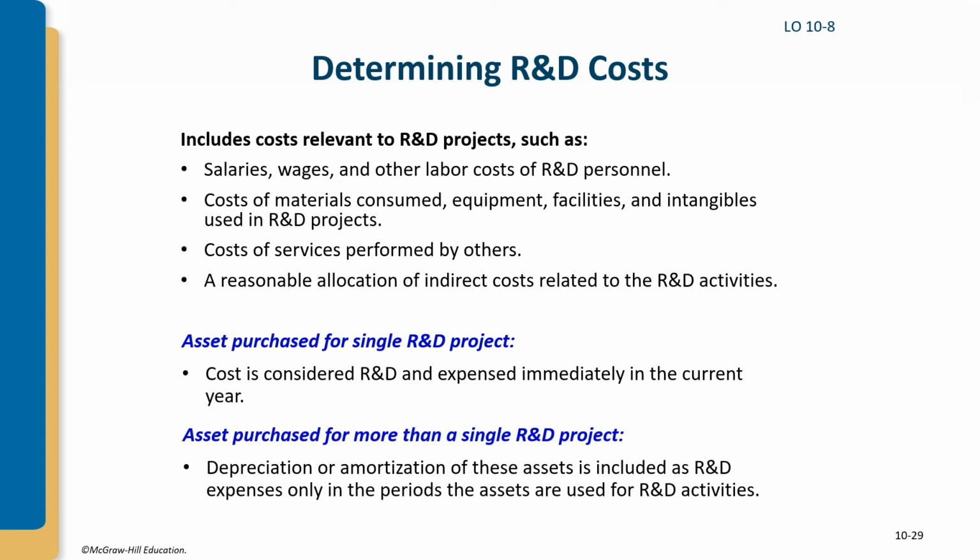So there's different costs involved with research and development. When an asset is purchased for a single research and development project, the cost is considered research and development and expensed immediately in the current year. So if you buy a piece of equipment that you're only going to use for your R&D, you expense it. But if you purchase an asset and you're going to use it for more than a single project, you will depreciate it. You'll include the depreciation related to the time you're using it for research and development in the research and development costs.